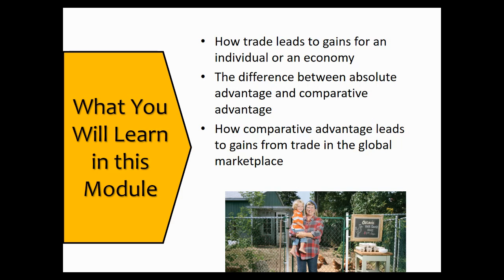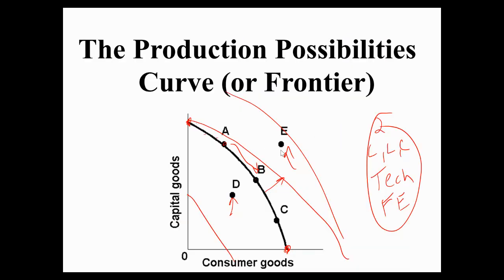We're going to talk about trade now, how it can lead to improvements for individuals and the economy, so that realistically we can consume outside of our production possibility curve. So if we go back and look here, it is possible that if two countries or two firms specialize in trade, we might be able to consume at point E, even though we can't produce out there by point E. So that is possible.